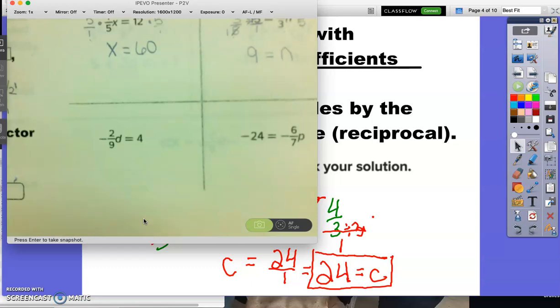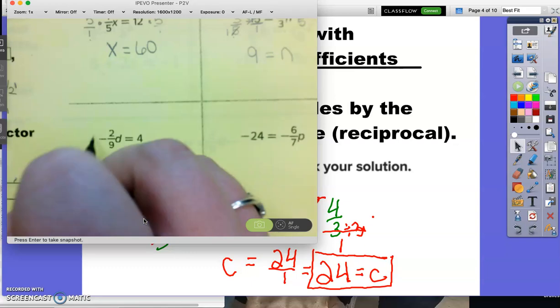Okay, our next two is dealing with negative numbers. You have to remember that a negative times a negative is a positive. A negative times a positive is a negative. If the signs are the same, it's positive. If the signs are different, it's negative.